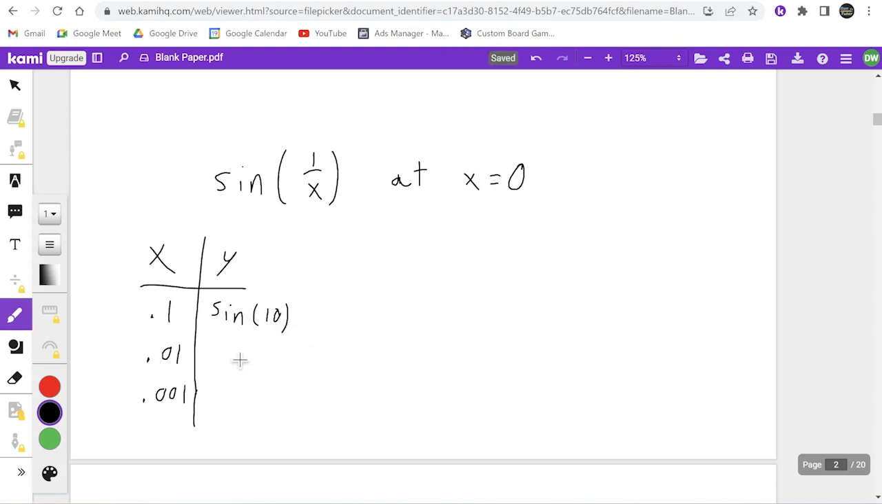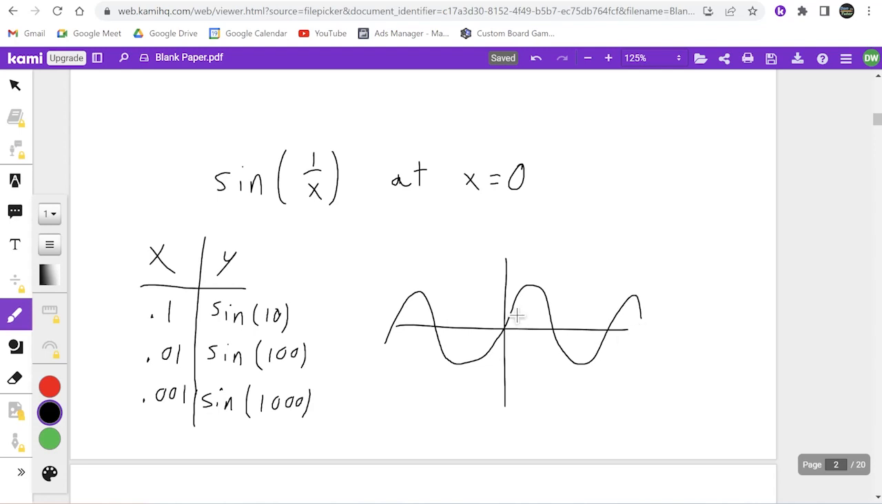That's not the point. Then if you have sine of 0.01, you plug in 0.01 for x, it's the sine of 100. If you plug in 0.001, it's the sine of 1000. And the funny thing is, the lower and lower you get, the closer and closer you get to 0, you're not getting any closer and closer to any number. Let me explain. The sine graph normally goes up and down and up and down, always between positive 1 and negative 1. But what we're talking about here is that as the denominator gets smaller, your numerator is getting bigger, and you're looking at sine of 10, sine of 100, sine of 1000. You never reach the end of sine.